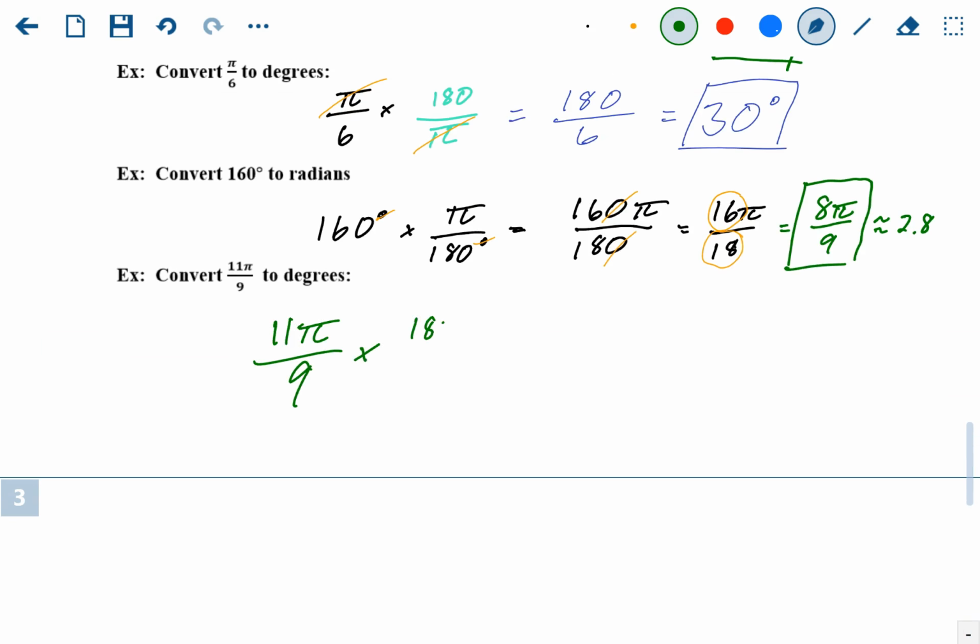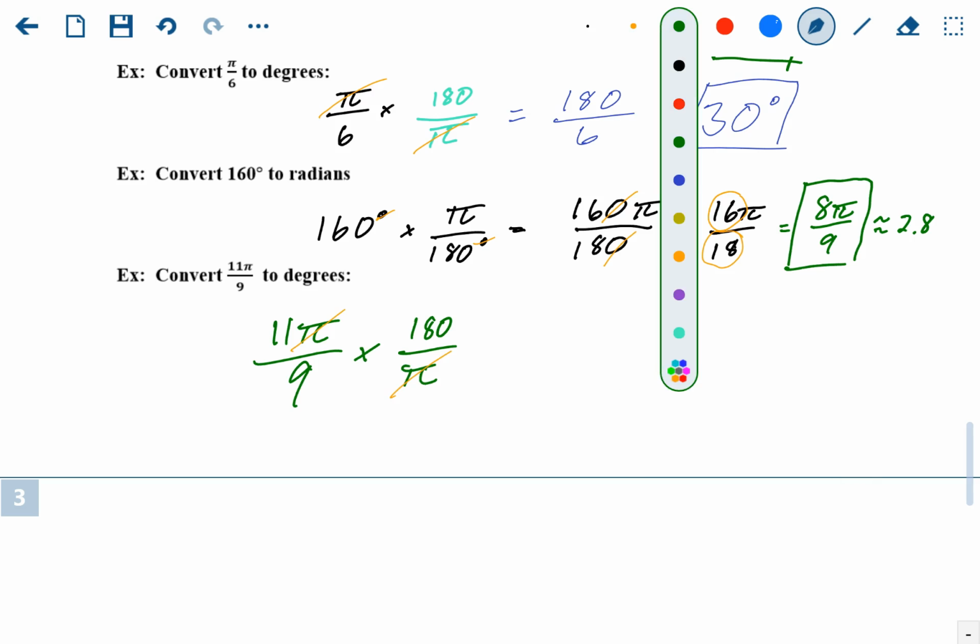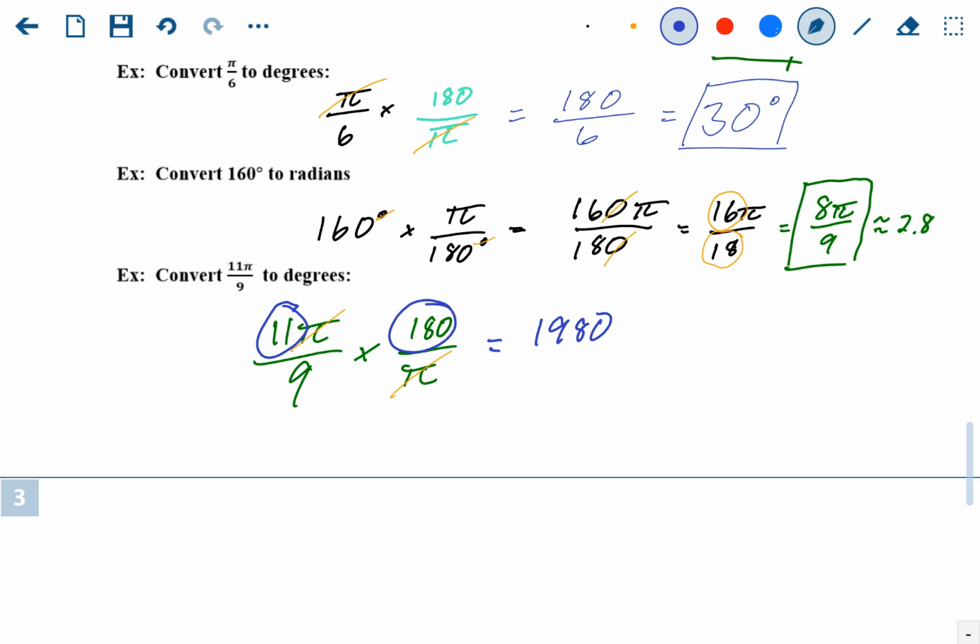All right, and then finally 11 pi over 9 times 180 over pi. Again, the pi's should cancel out. That will help you remember where the pi goes. And you're left with 11 times 180, which is 1,980, divided by 9, which should be a simple 220 degrees.